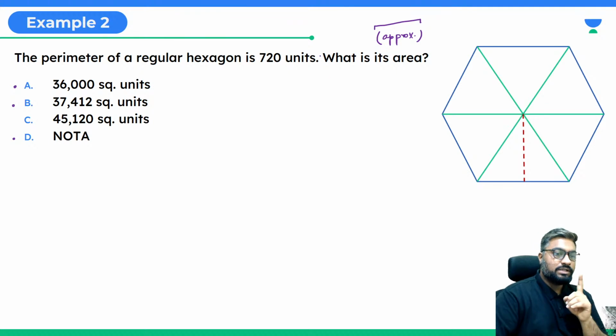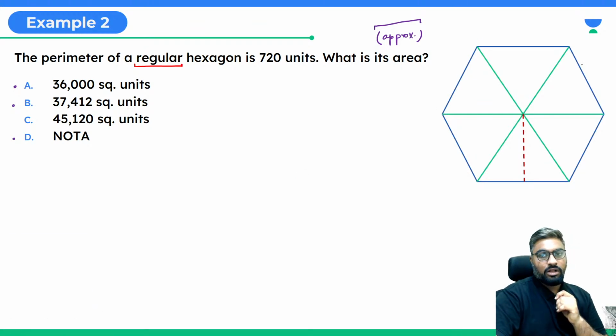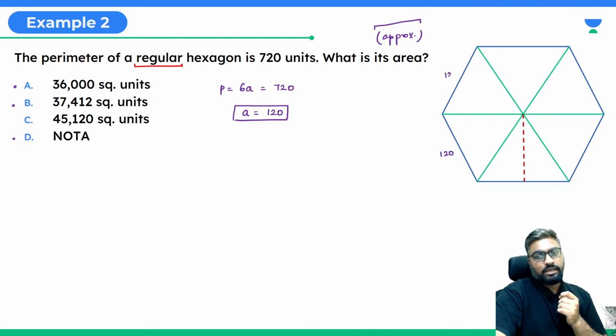All right, so what is given to us? First, the very important thing given to us is that it is a regular hexagon. A regular hexagon means all the sides are equal, correct? So the perimeter, which is nothing but 6 times a, is given as 720 units. Hexagon is a 6-sided shape. So 6 into each side is 720. So each side is 120 units, we found out, correct? Each of these sides is going to be 120 units.